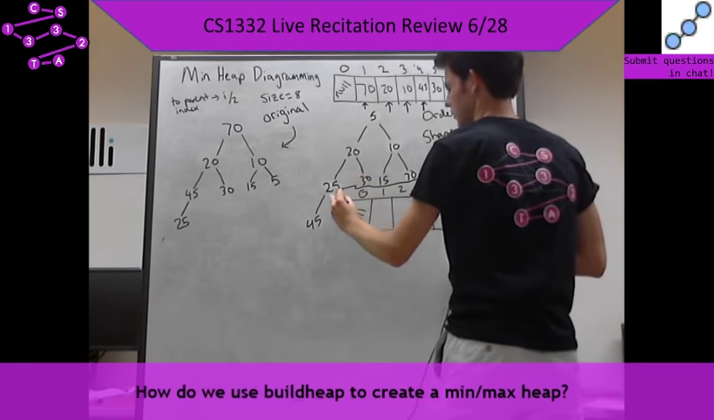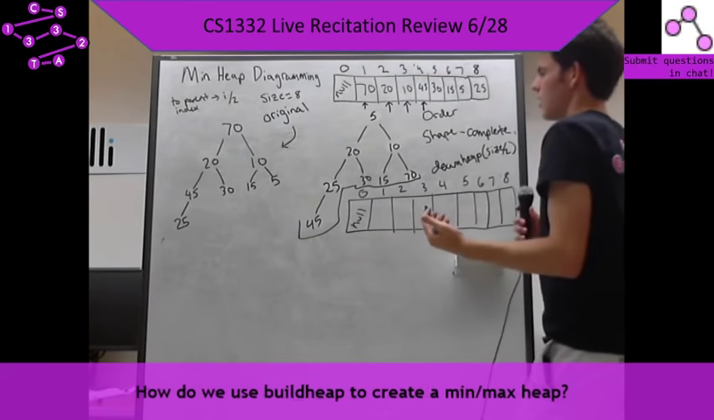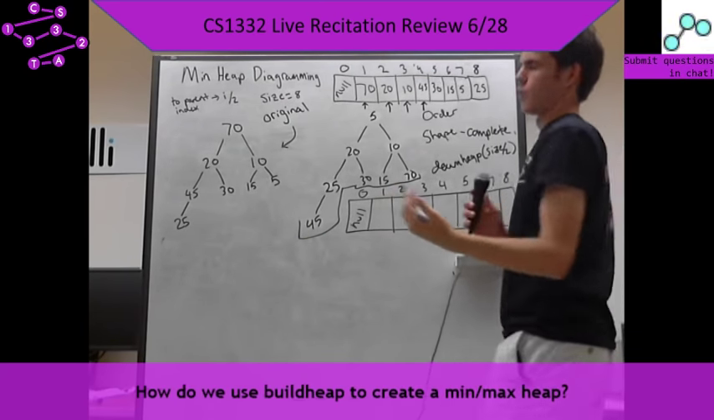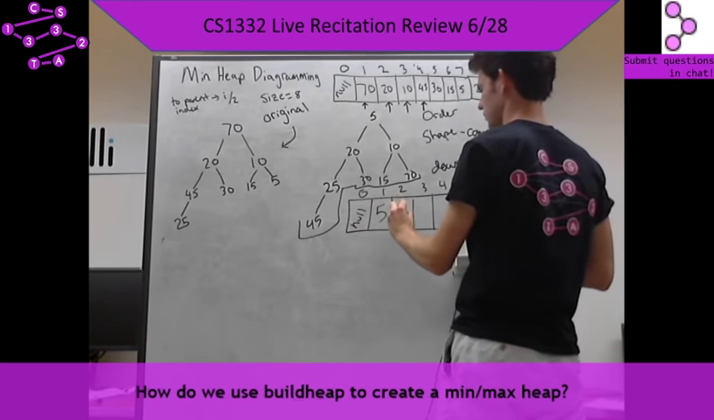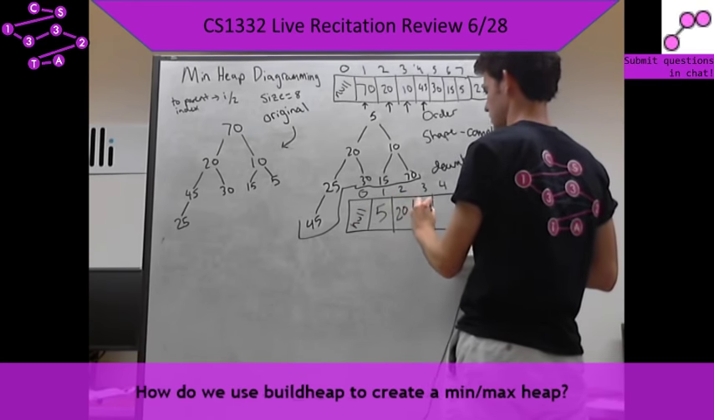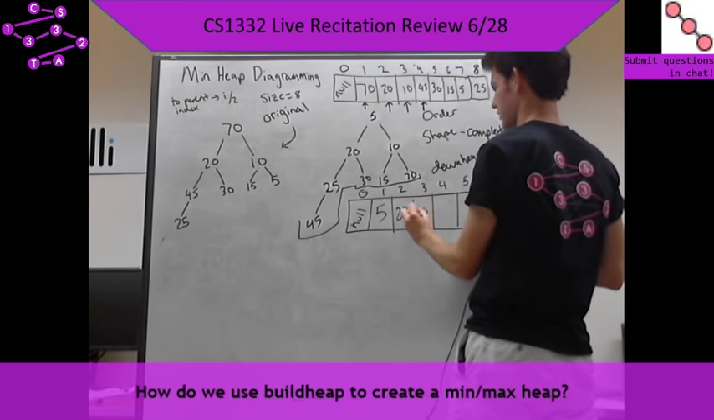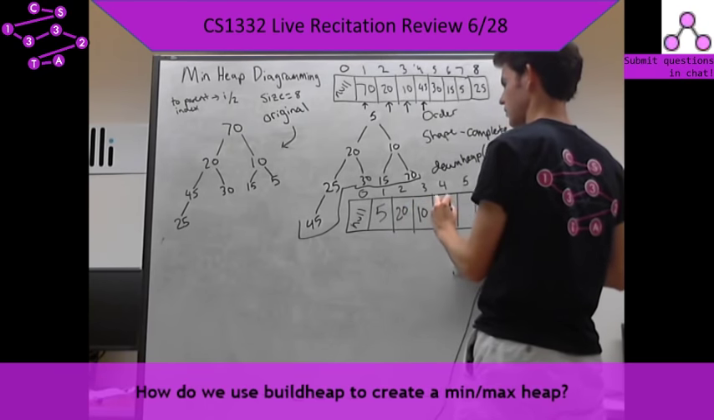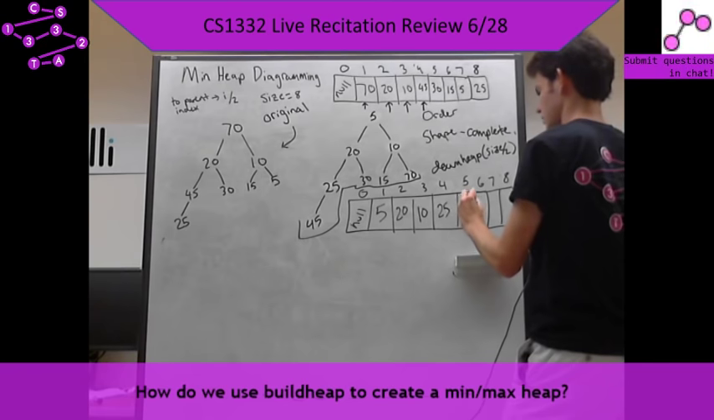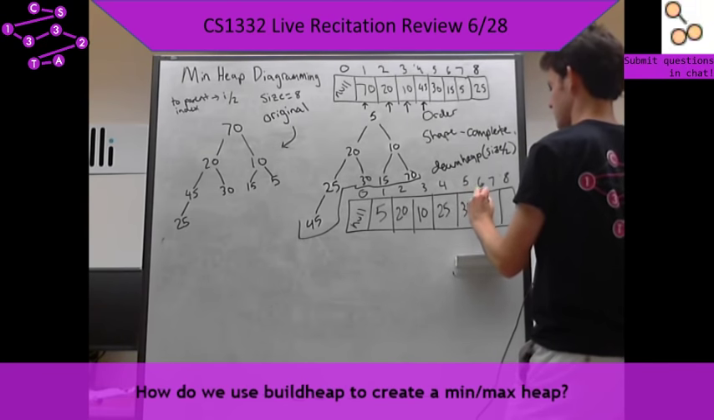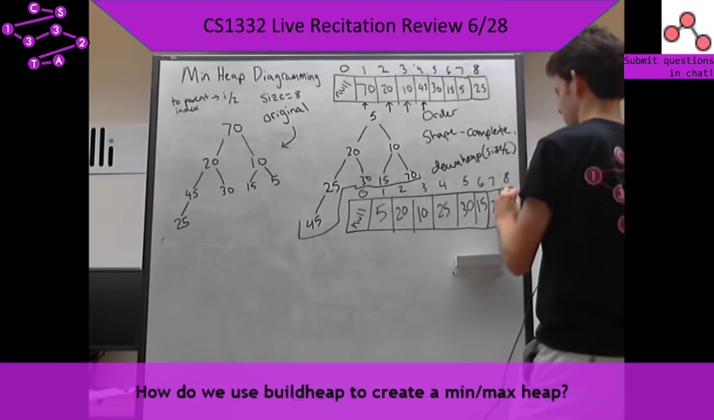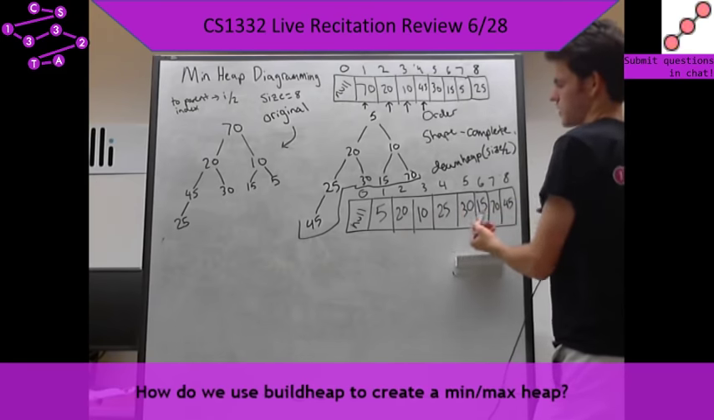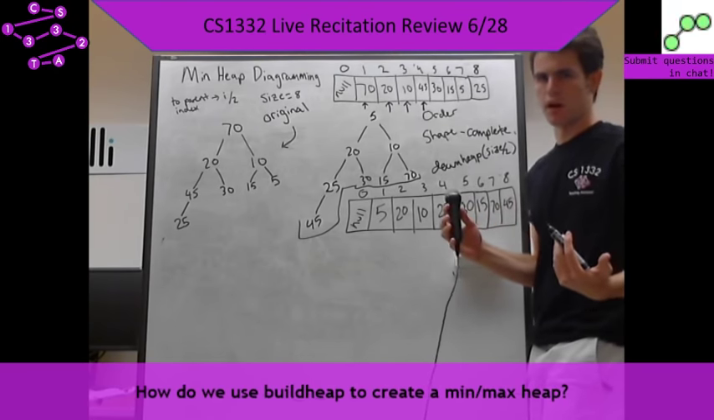This is the tree. So I say, what's at the root? It goes at index 1. So I go 5. 5's left child is 20. 5's right child is 10. 20's left child is 25. 20's right child is 30. 10's left child is 15. 10's right child is 70. And 25's left child is 45.